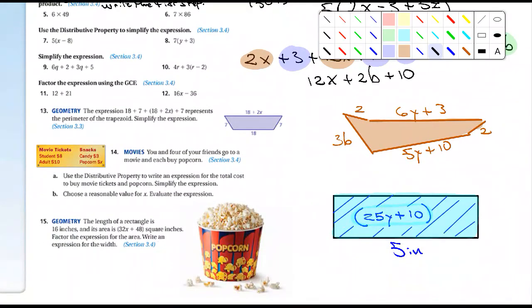So then, just simple, let's see here. Factor the expression using the greatest common factor. You guys should know how to do those by now. I'm not going to worry about those.